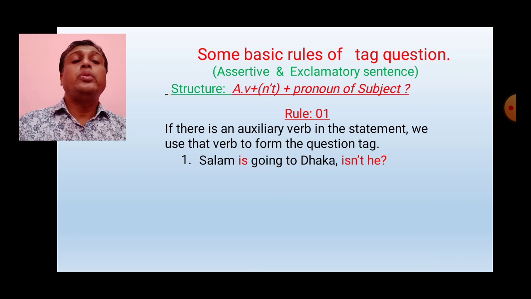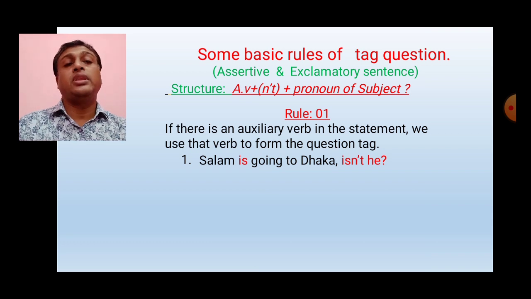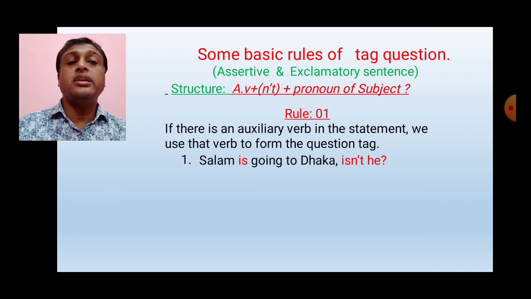Okay, we know, Salam is going to Dhaka. This is an assertive sentence because this sentence has started with the subject. Here Salam is the subject. So, when we write the answer to this sentence, we must follow the structure of tag question. What is the structure?